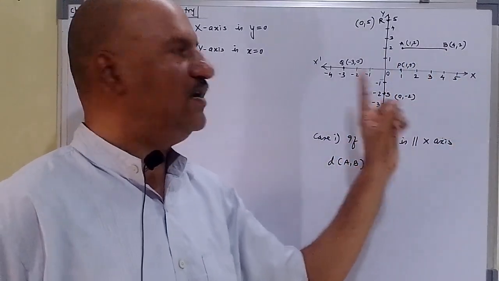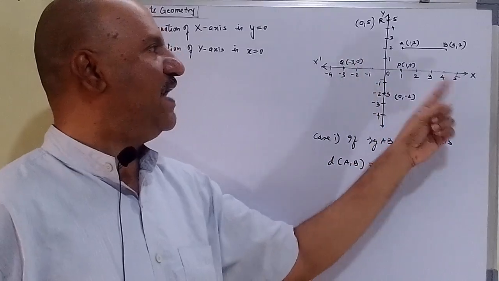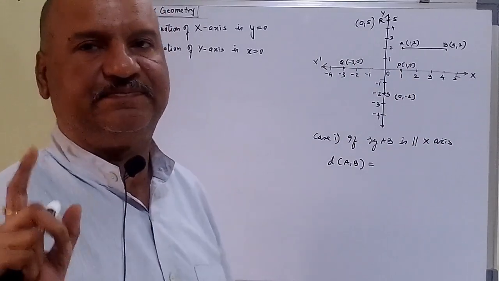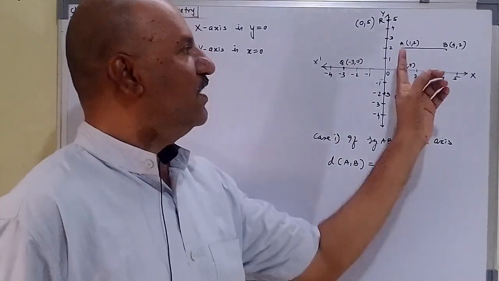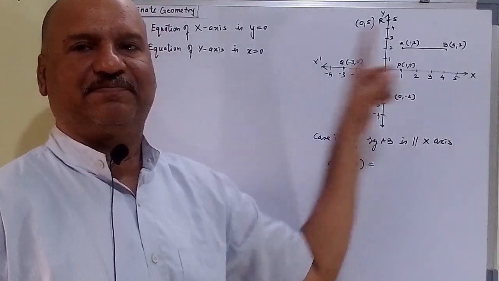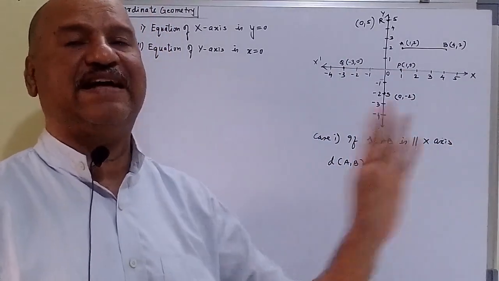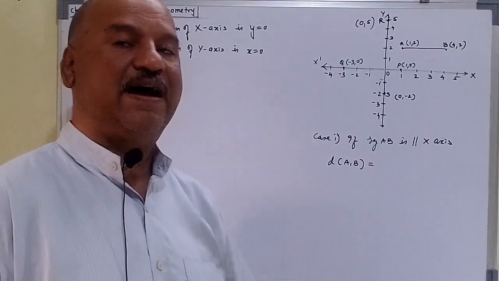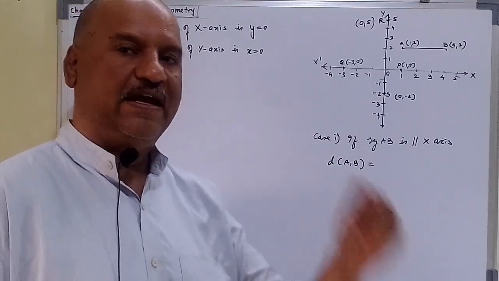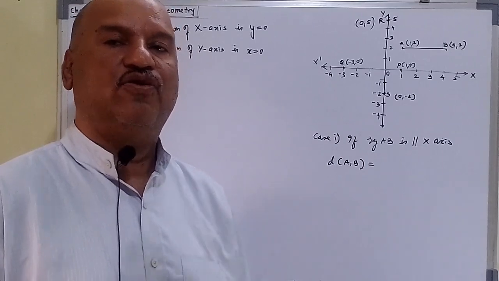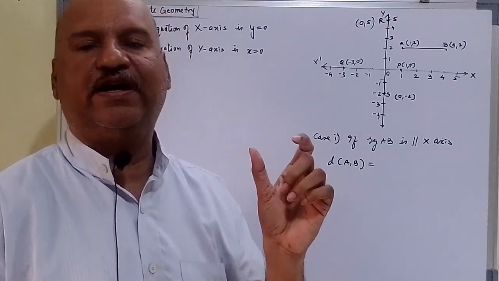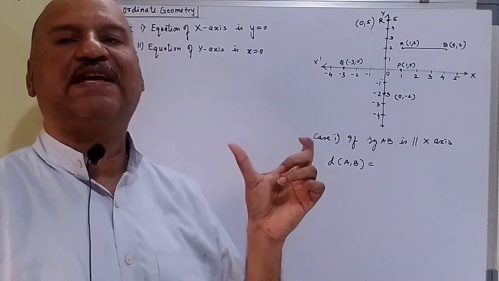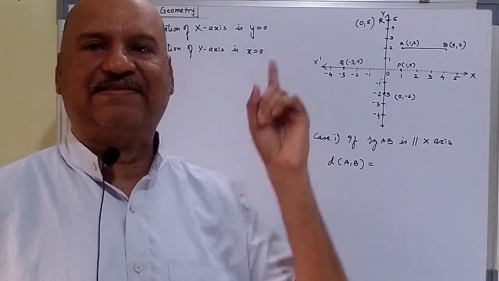AB is parallel to the x-axis. Since it is parallel to the x-axis, its y coordinate is fixed, that is 2. कितना भी दूर जाओ, कितना ही पास आओ, its y coordinate will not decide the distance between the 2 points because it is parallel to the x-axis. अगर x-axis से कोई segment parallel है, तो उसका y coordinate will not decide the length of the segment. The length of the segment will be decided by x-axis.